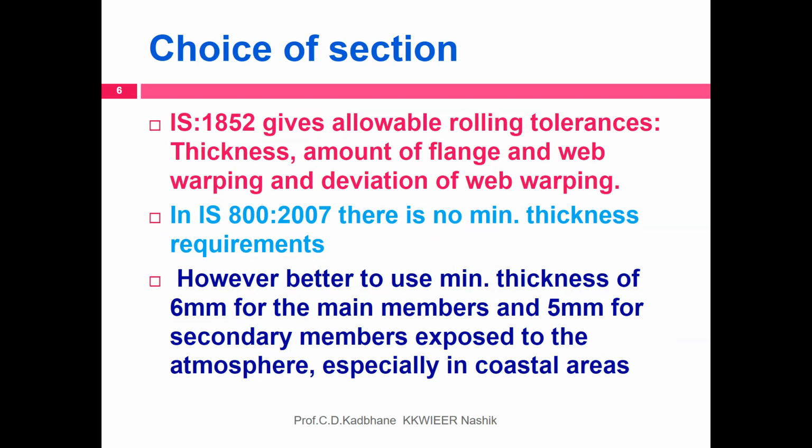Next, IS 1852 gives allowable rolling tolerances. That means it gives information regarding thickness, width of flange, and web warping, deviation of web warping. In IS 800-2007, that is the limit state design of steel structures code, there is no minimum thickness requirement. That means, I will repeat, in IS 800-2007, there is no minimum thickness requirement as such mentioned in the code. However, it is better to use a minimum thickness of 6 mm for the main members and 5 mm for secondary members exposed to the atmosphere, especially in coastal areas.